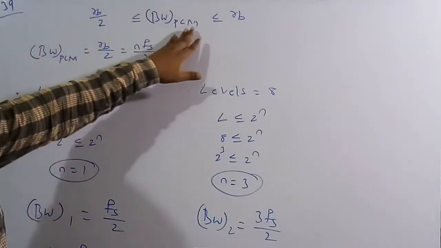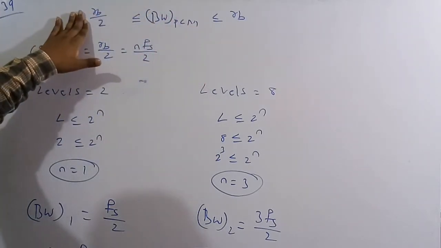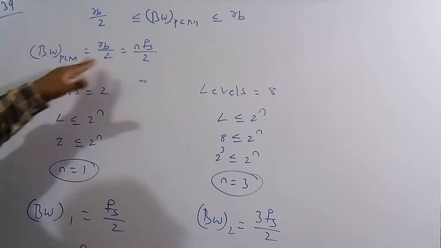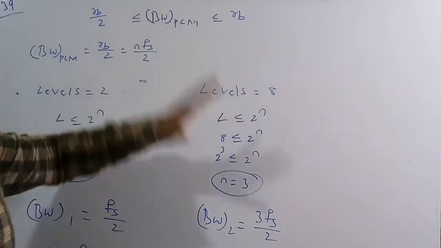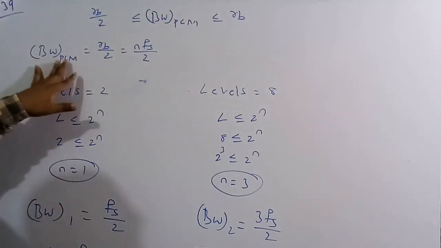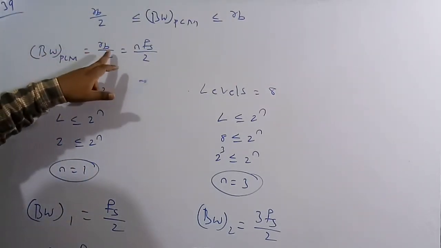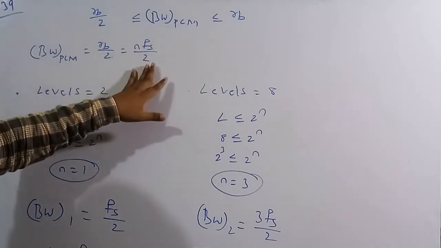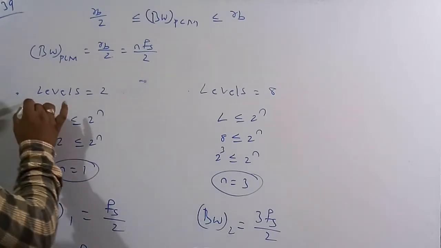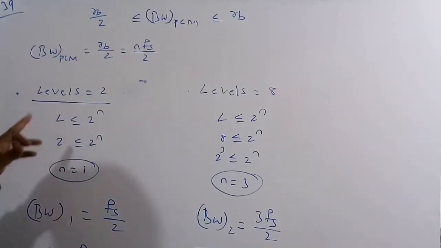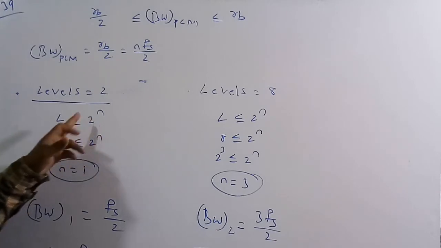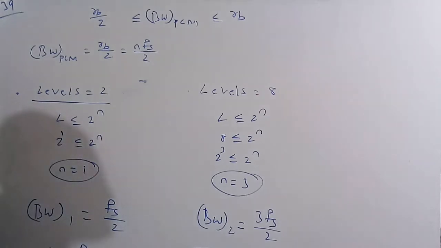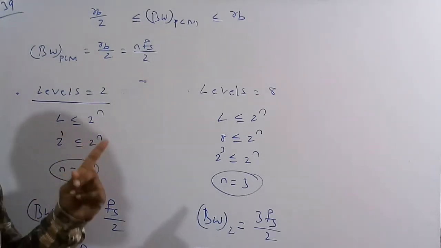So here the bandwidth of the PCM is going to lie between half of the bit rate and the bit rate. So here I am going to assume the minimum bandwidth of the PCM. You can go for either Rb also, the maximum, still the answer will be the same. So therefore here the minimum bandwidth of the PCM I am going to assume, which is half of the bit rate. So half of the bit rate is nothing but n into fs by 2. So therefore here in the first case the number of levels is 2. So always the number of levels is less than or equal to 2 to the power of n. So levels is 2 means 2 is less than or equal to 2 to the power of n. So by comparing, here n is equal to 1, means with the help of 1 bit we can get 2 levels.